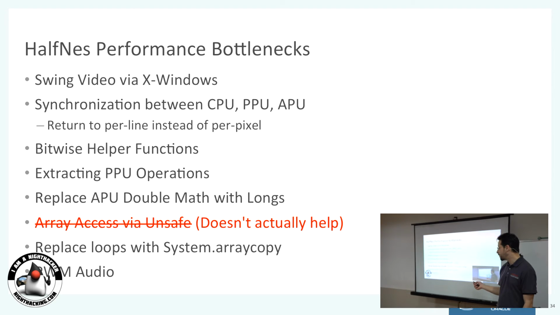This also didn't help much. There's an intrinsic for replacing loops with system array copy built into the JDK, so you don't need to do this optimization anymore. And there's also this last one, pulse width modulation audio.